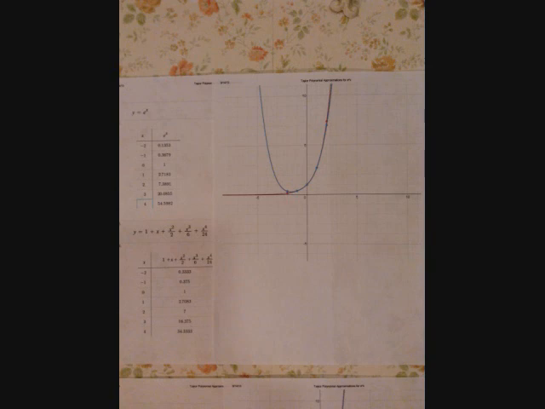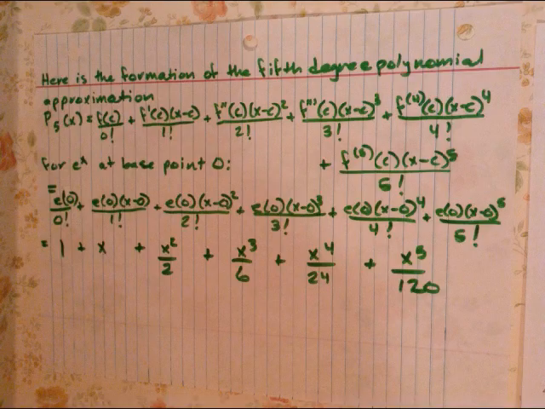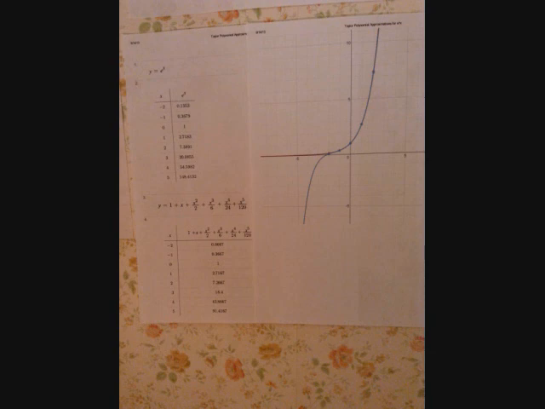Here's the formation of the fifth degree polynomial approximation. We'll add a sixth term, the fifth derivative of f at c times quantity x minus c to the fifth over 5 factorial, which becomes x to the fifth over 120. And now you have an odd function overlaid over the e to the x graph, and even more points are lining up as you look at the picture.